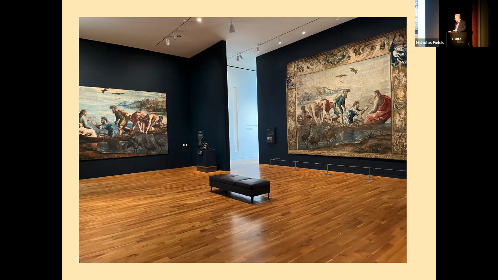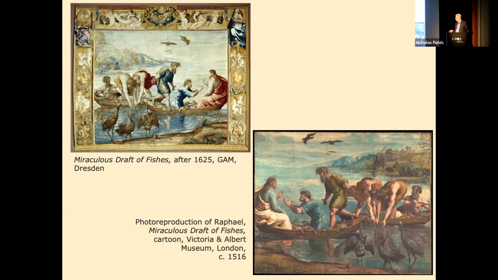And in two cases, in the opening gallery, the cartoon accompanying the Miraculous Draft of Fishes is reproduced as a photo reproduction, very high quality. So that happens twice in the exhibition. Otherwise, we do have reproductions of the cartoons, much smaller, accompanying the labels of the various tapestries. So this is one of the six tapestries. And here's a better view of the cartoon.